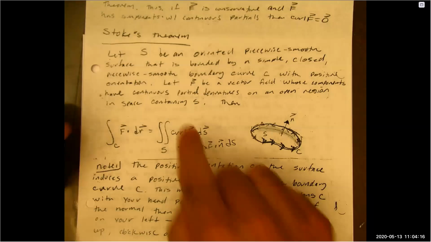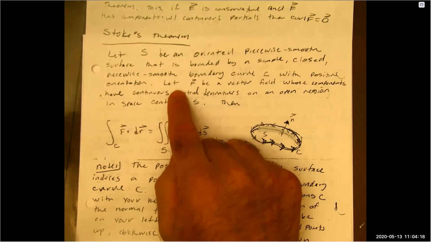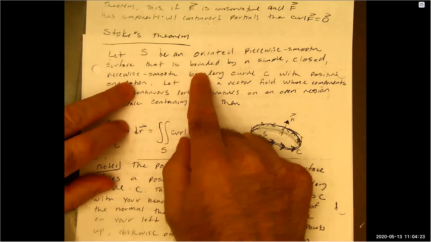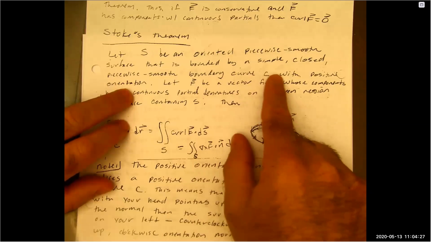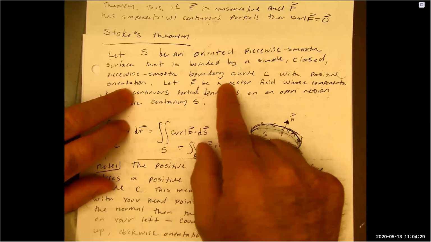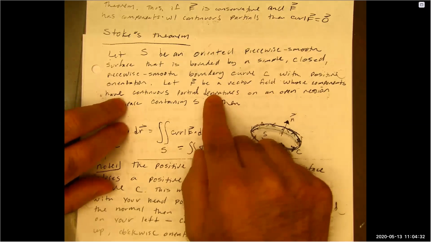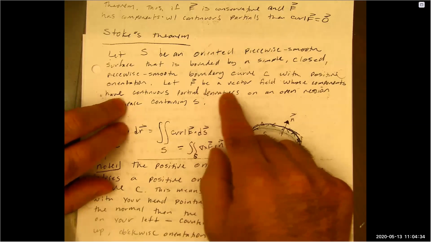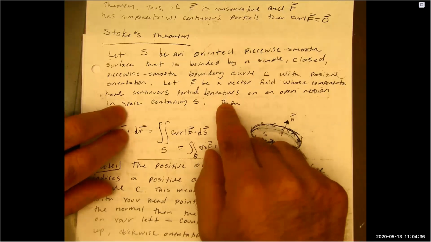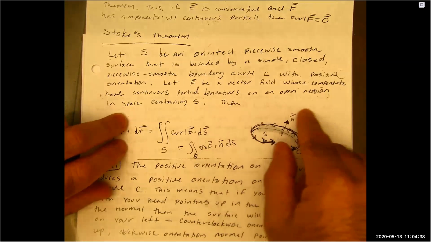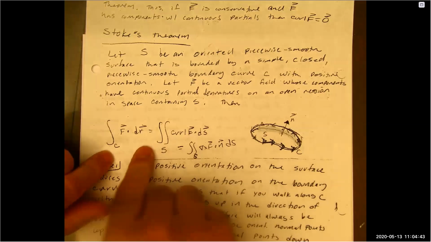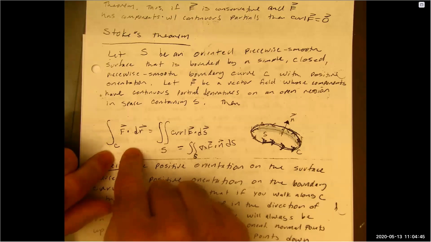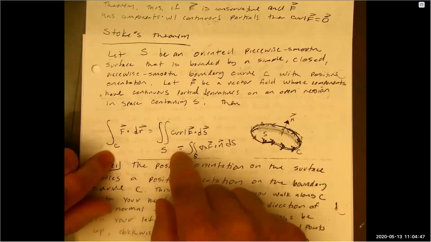Okay, let me go over this one more time. So we're going to let S be an oriented piecewise smooth surface that is bounded by a simple closed piecewise smooth boundary curve C with positive orientation, and let F be a vector field whose components have continuous partial derivatives on an open region in space containing S. Then we have this result that our line integral in space is equal to the surface integral.